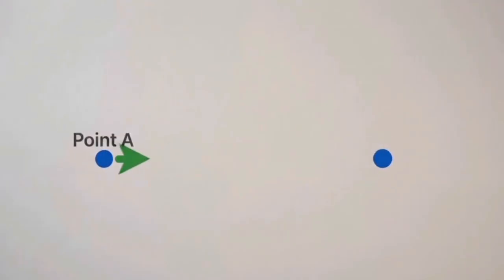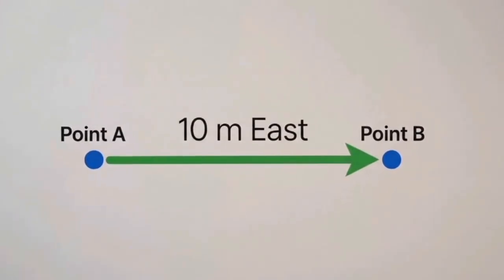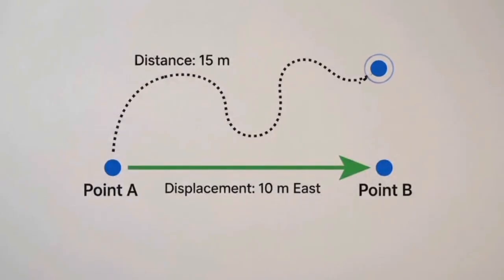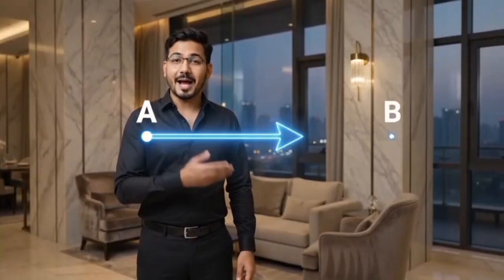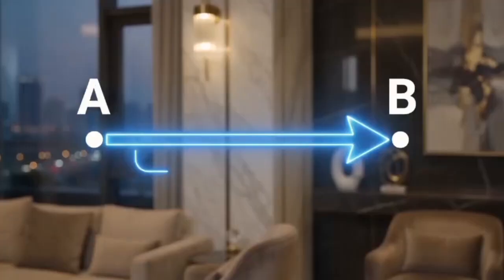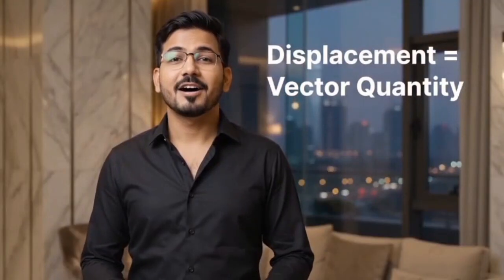What is displacement? Displacement is the straight line change in position from the starting point to the final point. Unlike distance, displacement also tells us the direction of motion. It bridges the gap between where you started and where you are. Because displacement has both magnitude and direction, it is a vector quantity.